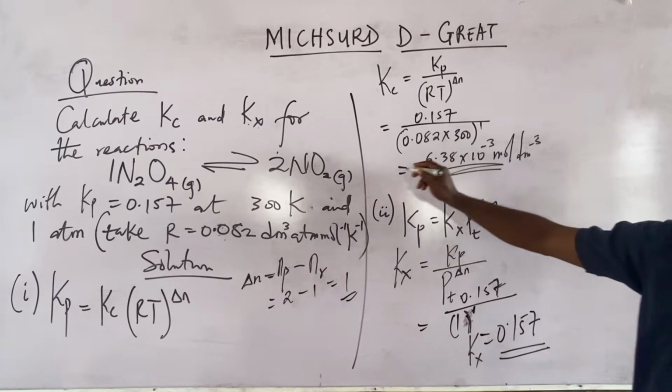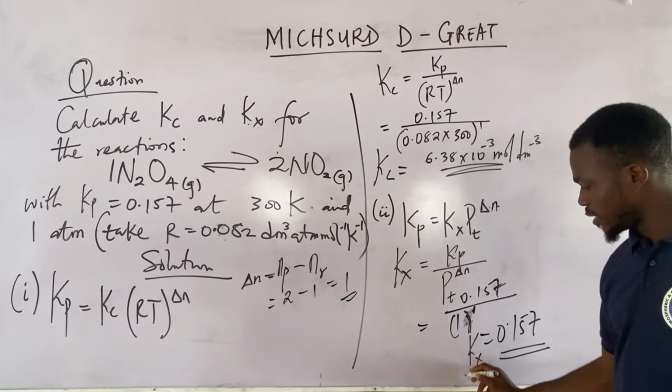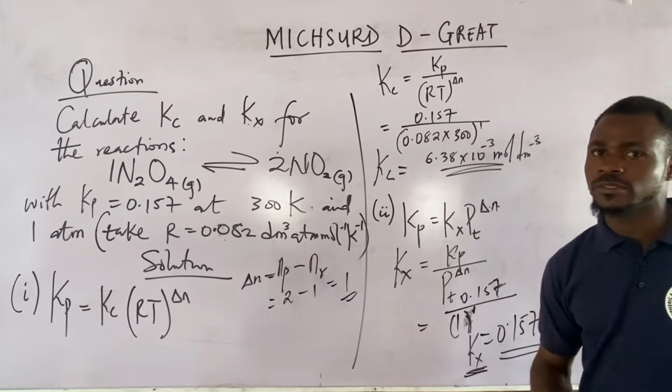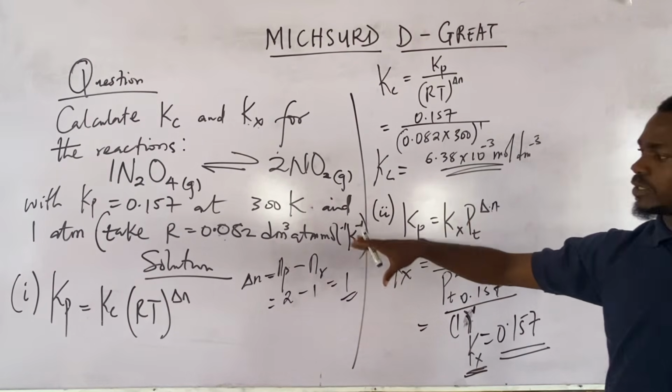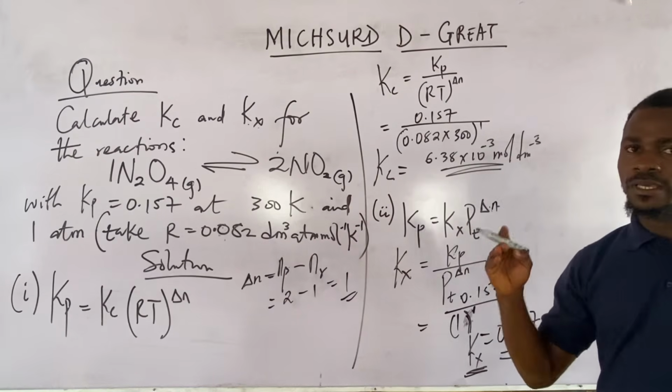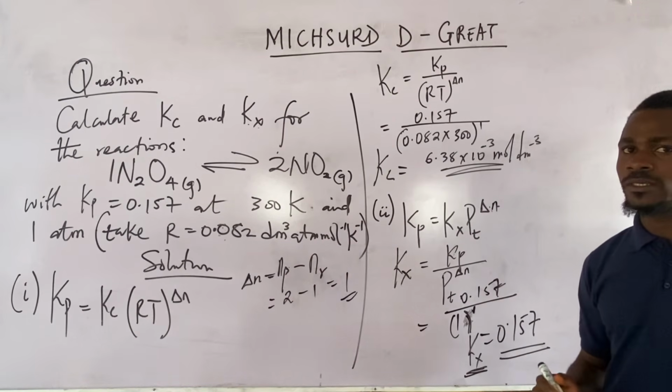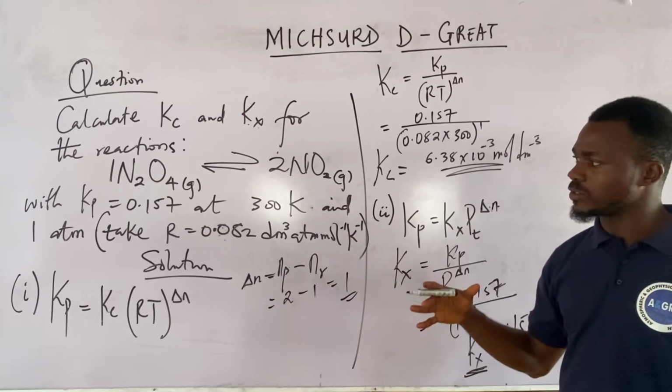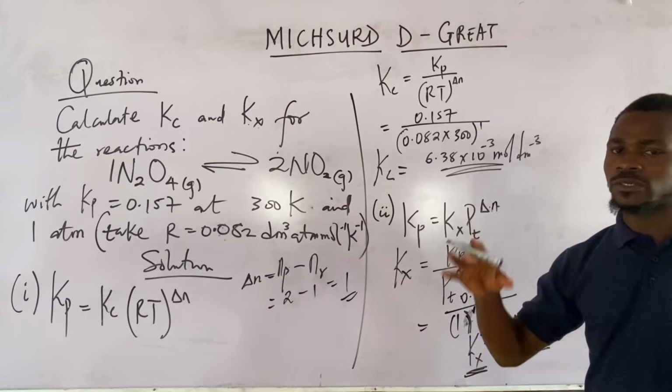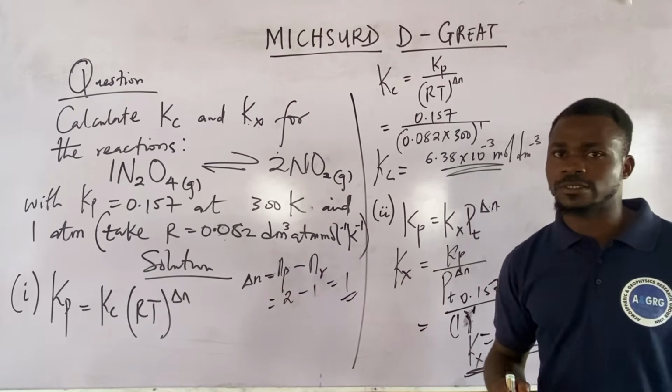So we have calculated the Kc value and the Kx value, using the relationship between the Kp, Kx and Kc. So in the next video we are going to see more calculations on this equilibrium constant. Thank you.